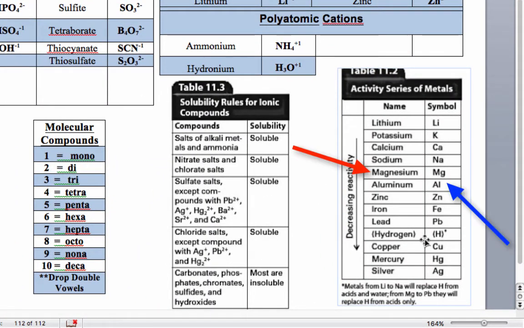In the activity series of metals, I'm looking to compare magnesium and aluminum. Notice how aluminum is lower on this chart than magnesium. Magnesium already has a partner. And since magnesium is more reactive, the aluminum cannot steal the chlorine away.